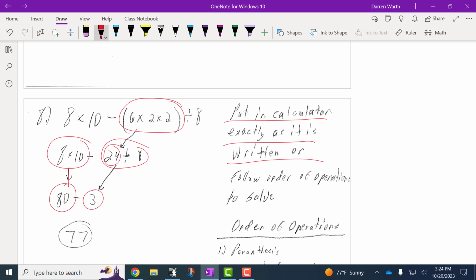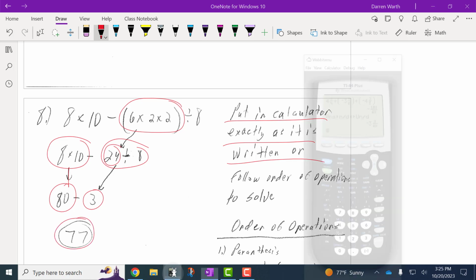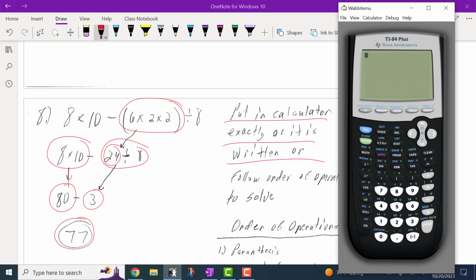Now following my last step, I have to do addition and subtraction, left to right, and 80 minus 3 is going to be 77. So that would be your answer. And you're going to notice if you use your calculator for it, just type it in exactly as it's written.